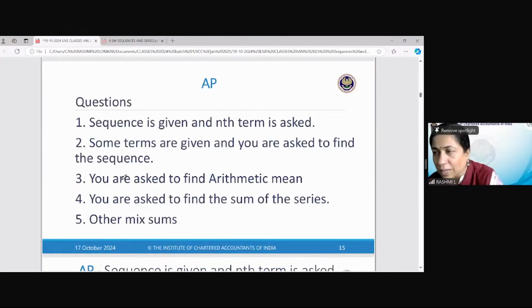Now, what are the types of questions that they can ask you? First, a sequence is given and the nth term is asked. Second, some terms are given and you are asked to find the sequence. Third, you are asked to find the arithmetic mean. Fourth, you are asked to find the sum of the series. And fifth are mixed sums, where part of it is arithmetic and part of it is a geometric series, and you may be asked to find the sum. So we are going to tackle all these types of questions. First is when your sequence is given and you are asked to find the nth term.